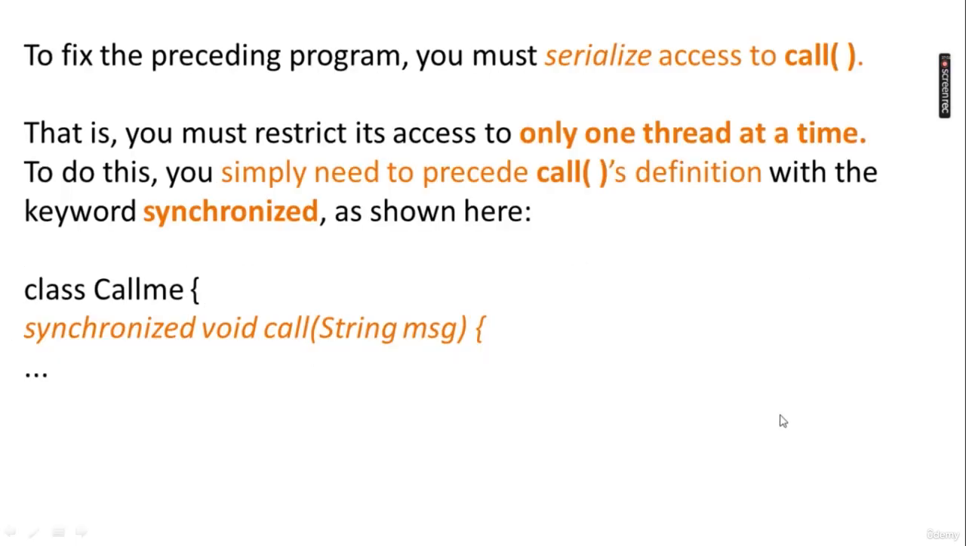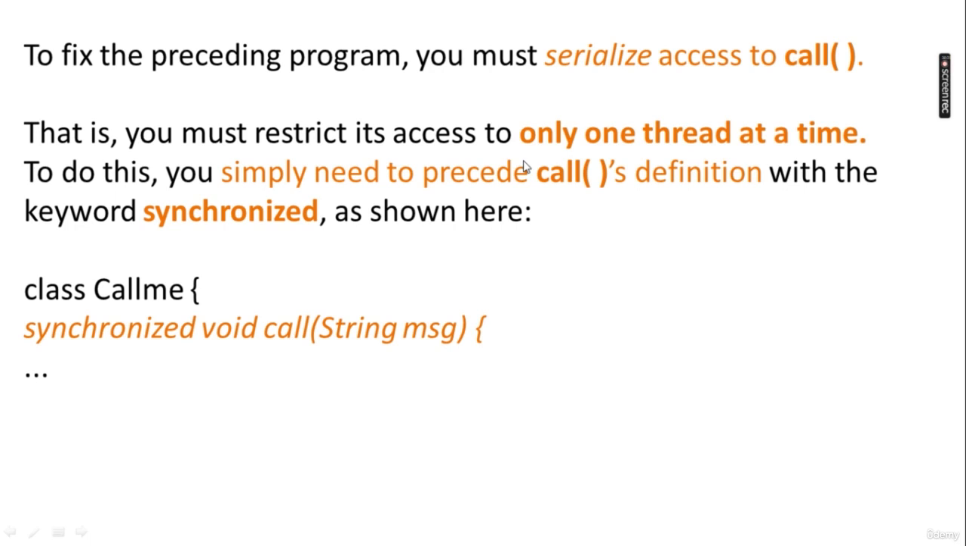To fix the preceding program, you must serialize access to call. That is, you must restrict access to only one thread at a time, so that when one thread is getting inside, all other threads must be waiting. First of all, the opening square bracket will be printed, then hello will be printed, and after that its closing square bracket will be printed. And after that only, the next two messages will be printed. So only one thread at a time, you should ensure that.